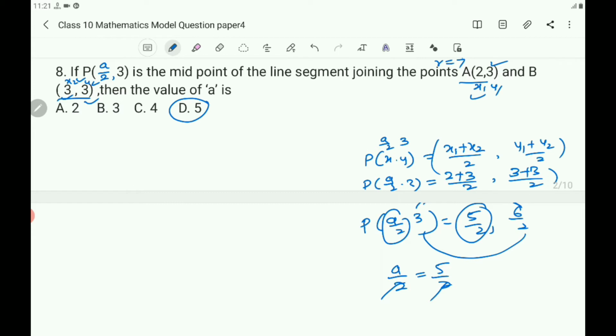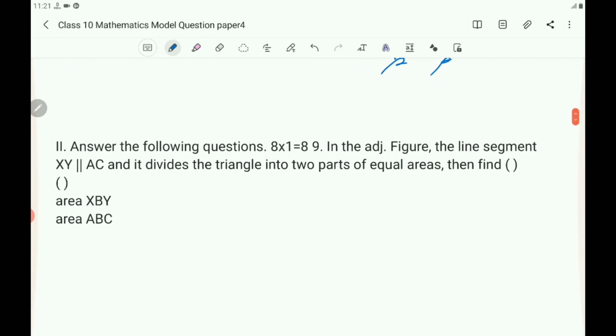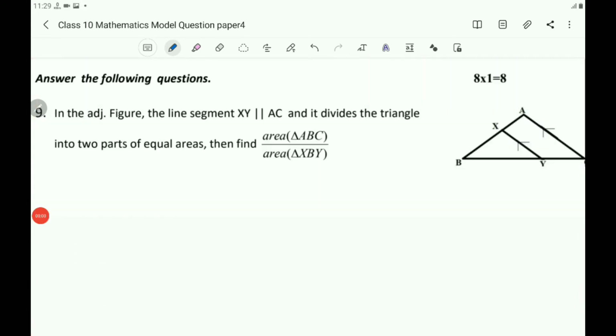What is the answer here? Option D is the answer. D 5. Answer is D 5. Here the multiple choice questions are completed. Now let us come to the short answer type questions.